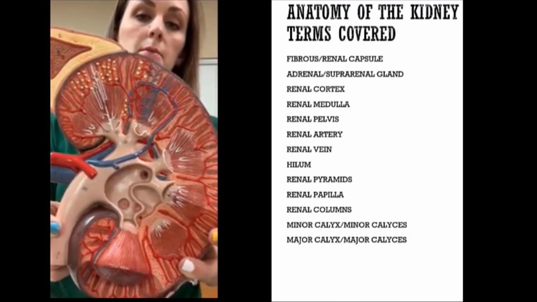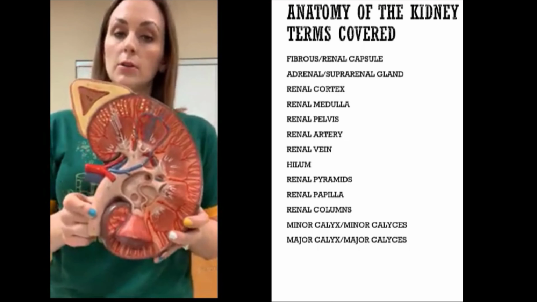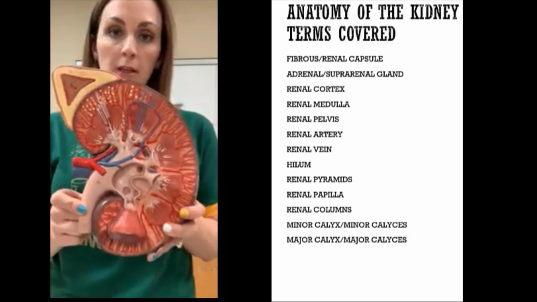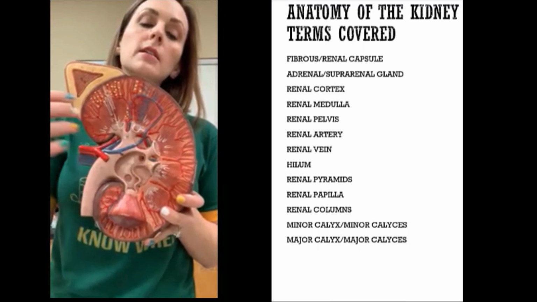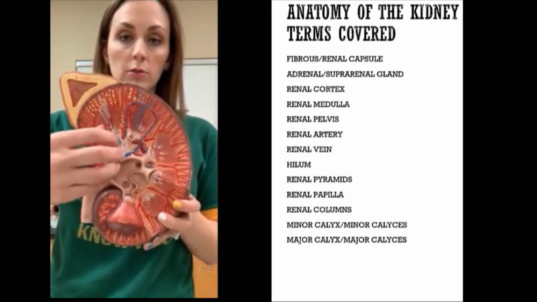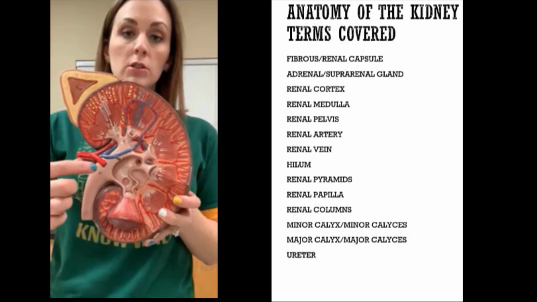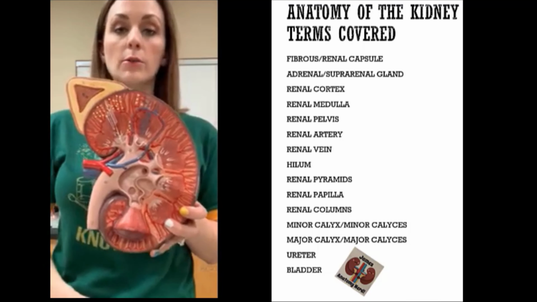Major calyces. Okay? So we've got the medulla, we've got the cortex, we talked about the pyramids, we talked about the columns, and then we talked about the calyces, minor and major, and then all of those are going to drain urine into the renal pelvis, the ureter, and down towards the bladder.